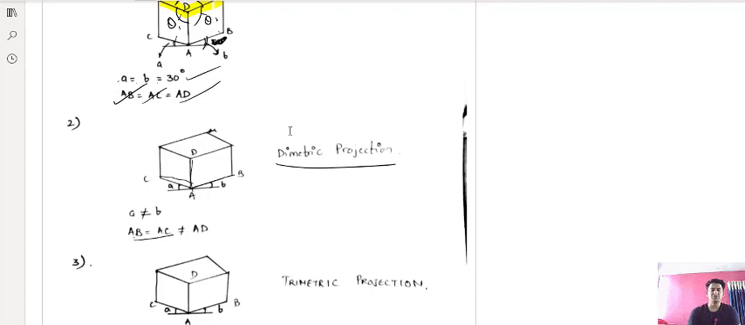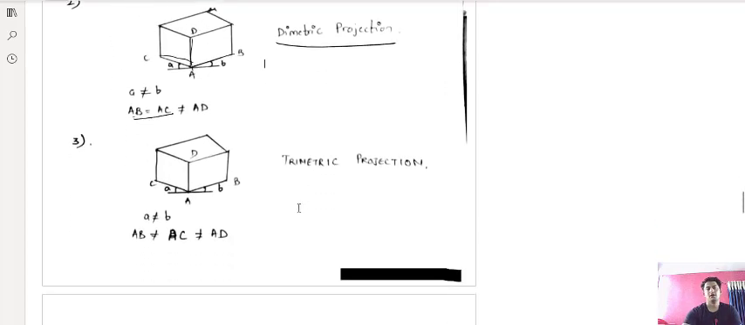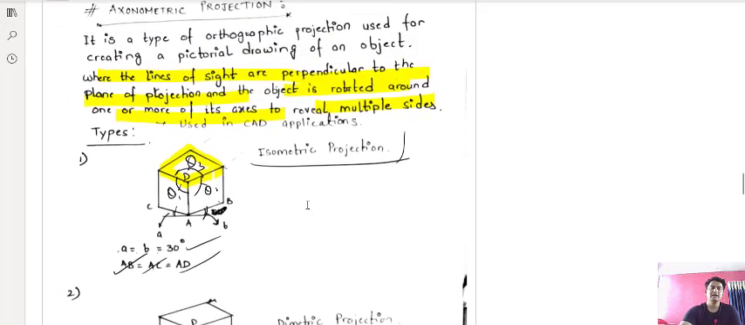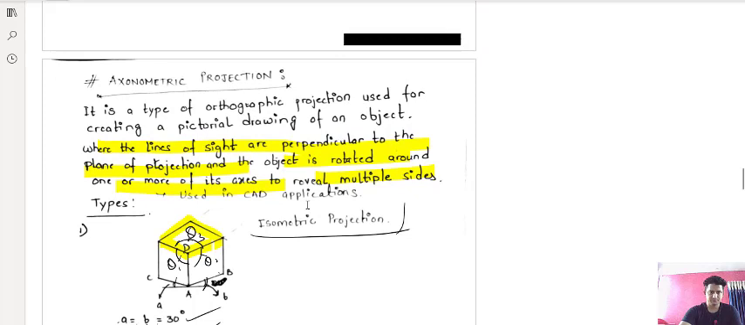And the third one is trimetric projection, when neither of the sides is equal and the angles are also not equal. A is not equal to B, and AB is not equal to AC is not equal to AD. That type of projection is known as trimetric projection. So I hope you have understood what axonometric projection is.